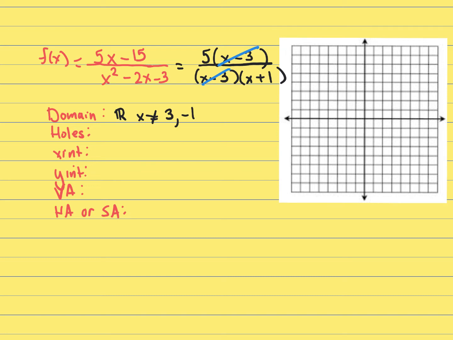So now when I cross it out, my lowest terms function, the one I'm going to use from now on, is 5 over x plus 1. So I'm going to use this for everything else now.